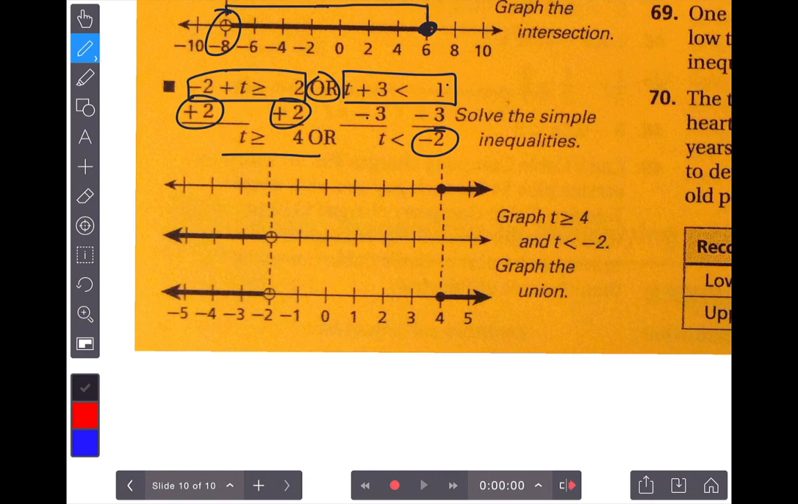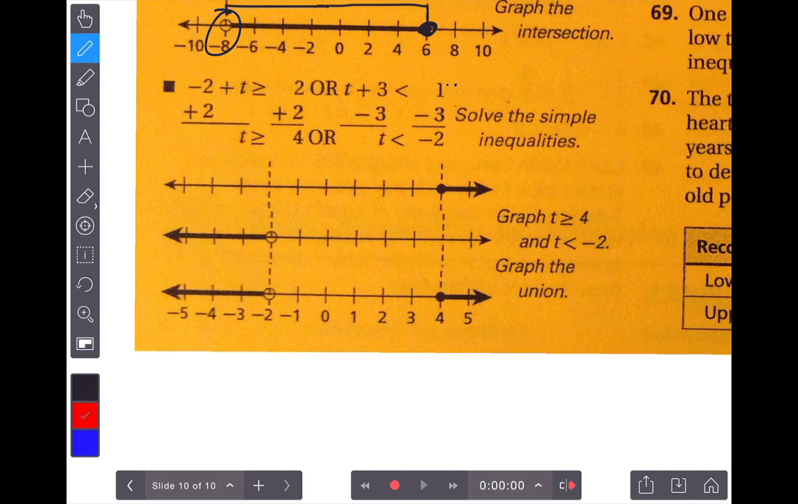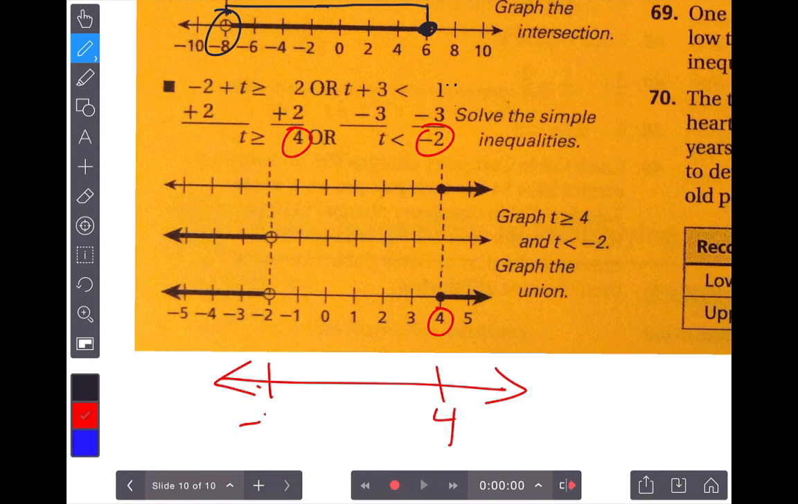Now notice, just because this one is on the left, you have to look at these answers and decide which one's smaller. So notice, 4 is bigger than negative 2. Therefore, on a number line, they put the 4 here, and then they put the negative 2 right here. The negative 2 happens to be open, and the number is less than. The 4 happens to be solid, so solid and greater than. And there's your or statement.